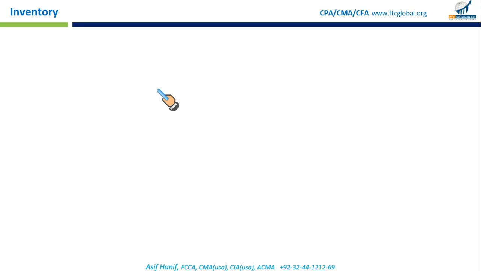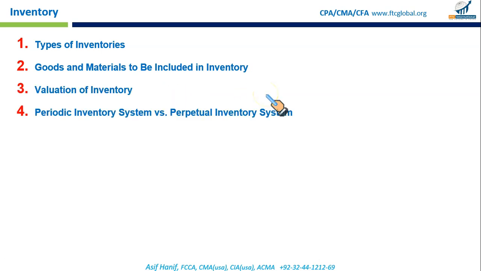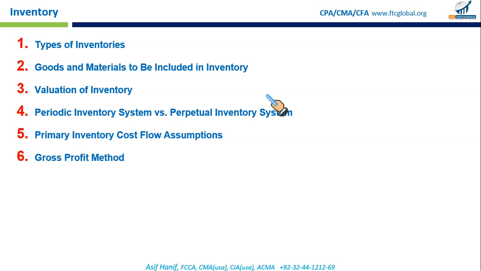Next module we have is on inventory. We'll be discussing types of inventories, goods and materials to be included in your inventory valuation, periodic versus perpetual system, primary inventory cost flow assumptions, gross profit method, and finally, firm purchase commitments. We're going to discuss each one of them in detail.